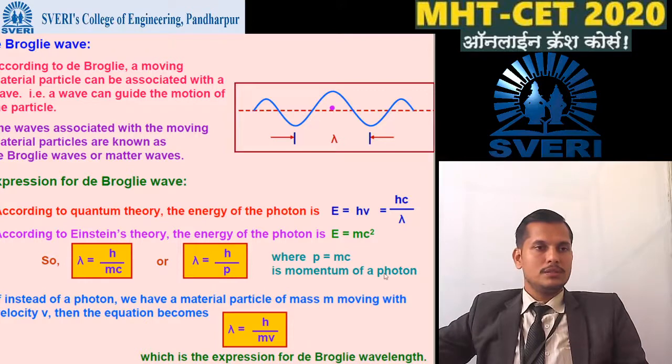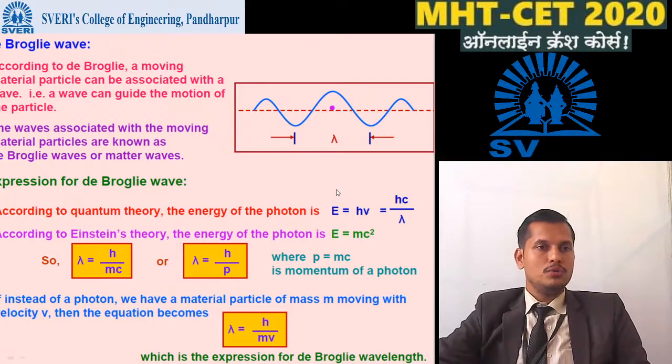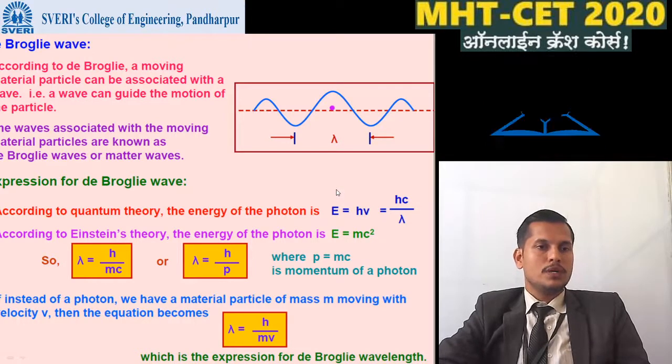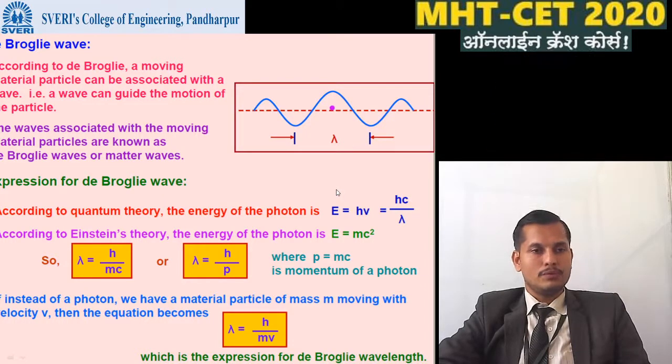Next point is this de Broglie wave. So de Broglie wave means what? According to de Broglie, a moving material particle can be associated with a wave. That is, a wave can guide the motion of the particle, or we can say that the motion of the particle is like a wave nature. That's why it is called a matter wave. The waves associated with the moving material particles are known as de Broglie waves or matter waves.